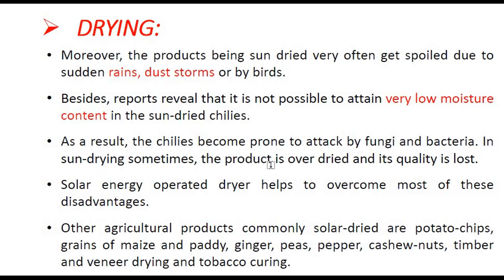In sun drying, sometimes the product is overdried and its quality is lost. So this is the main drawback of the direct sun drying process. Now the solar energy operated dryer helps to overcome most of these disadvantages, and it will be helpful to the farmers and animal products. Other agricultural products commonly solar dried are potato chips, grains, maize, paddy, ginger, peas, cashew nuts, etc. So it is very helpful with respect to farming and other animal product business.